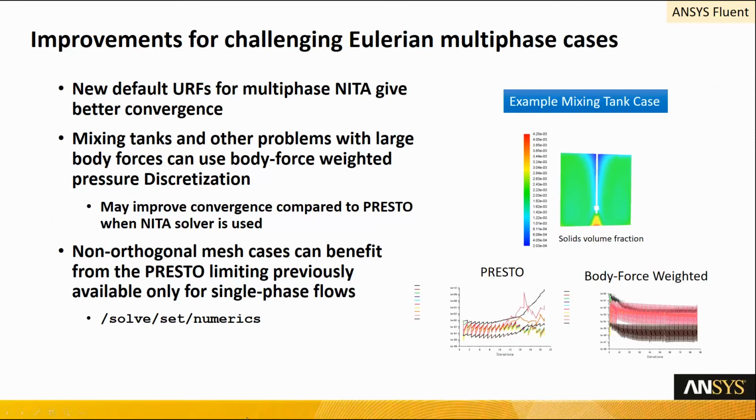Multiphase is a continuing drive for improvements. One of the big features is the ability to use a non-iterative solver, a NITA solver, for multiphase flows.